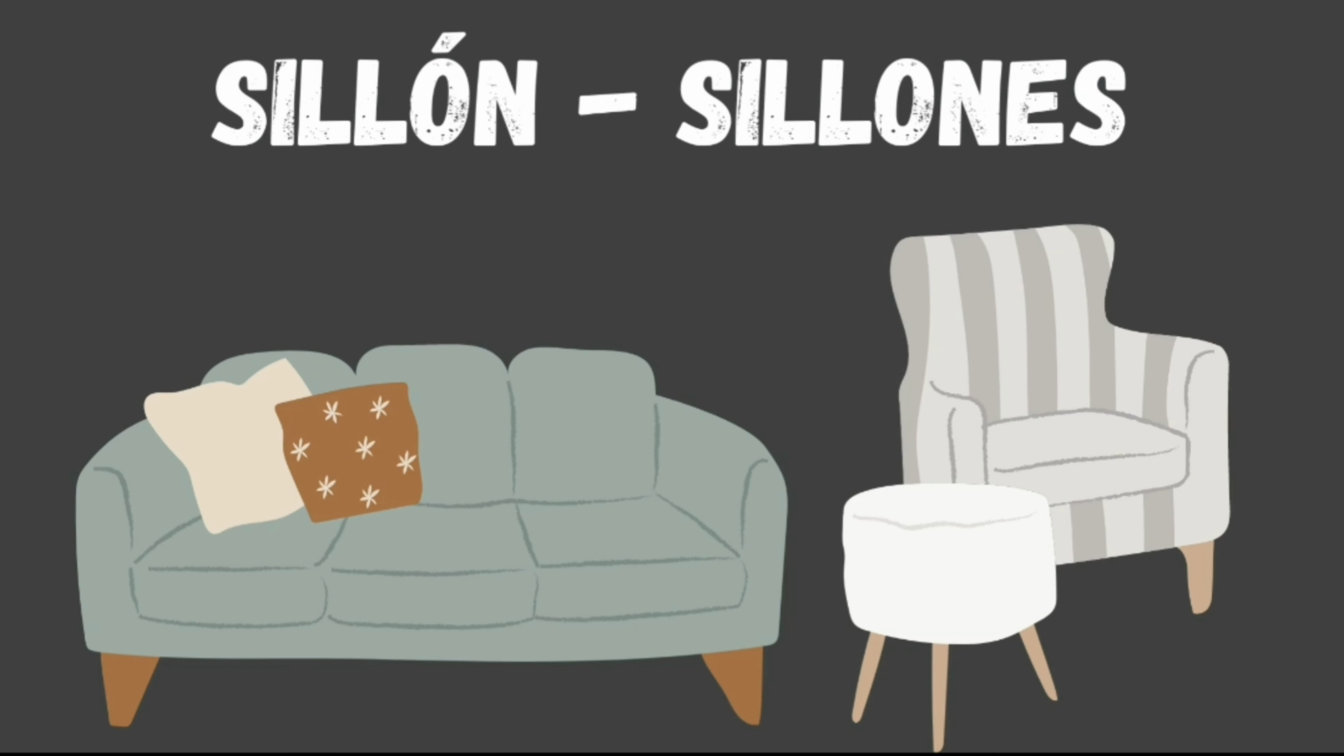Now the next noun we have is couch, okay? Sillón. Okay, that means couch in singular. Now in the plural form, we have to say sillones in Spanish, okay? Couches means sillones. Okay, it's finishing with a consonant, so we have to add es to create a plural form.